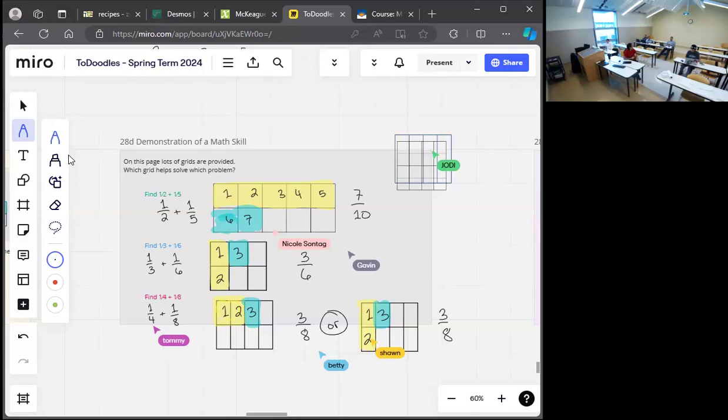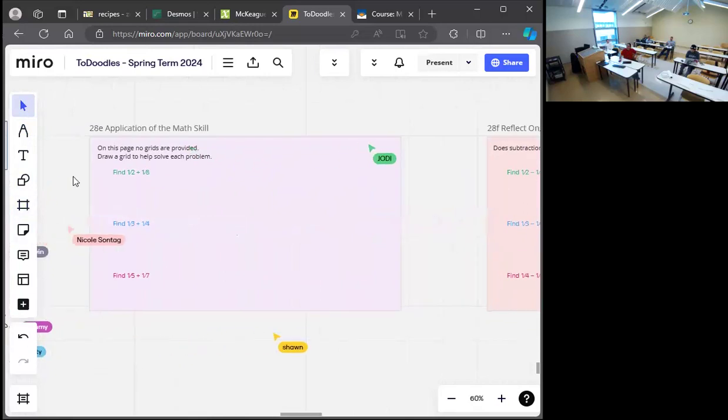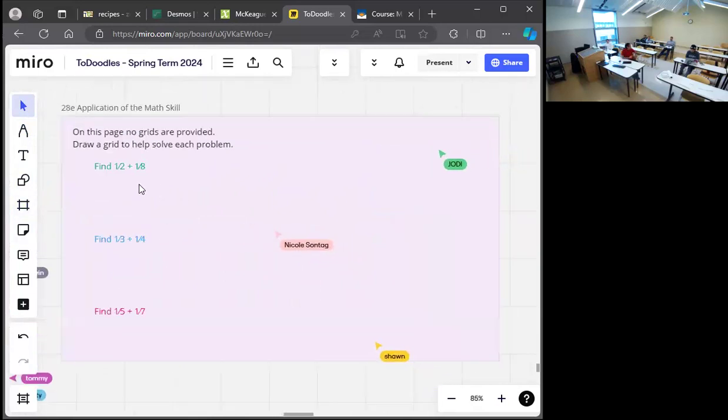Yeah, there's no right shape, there's just how the fractions fit in. So do you want to do more of them? Maybe try drawing your own grid?